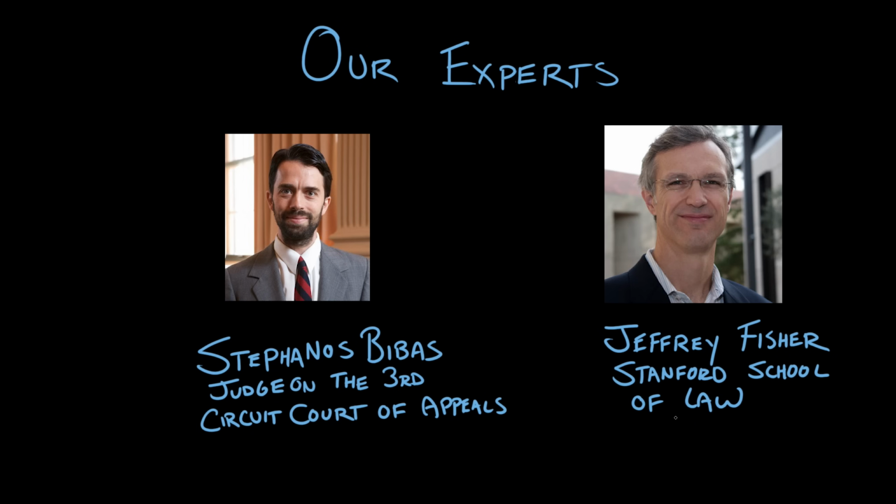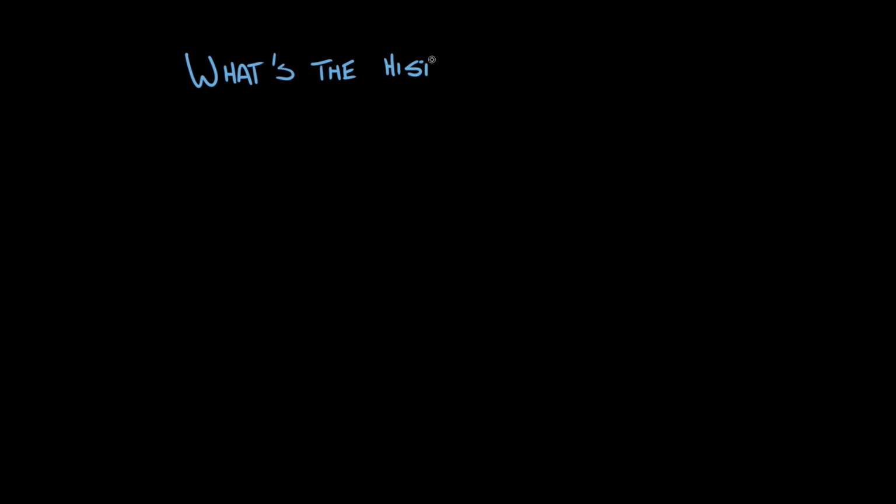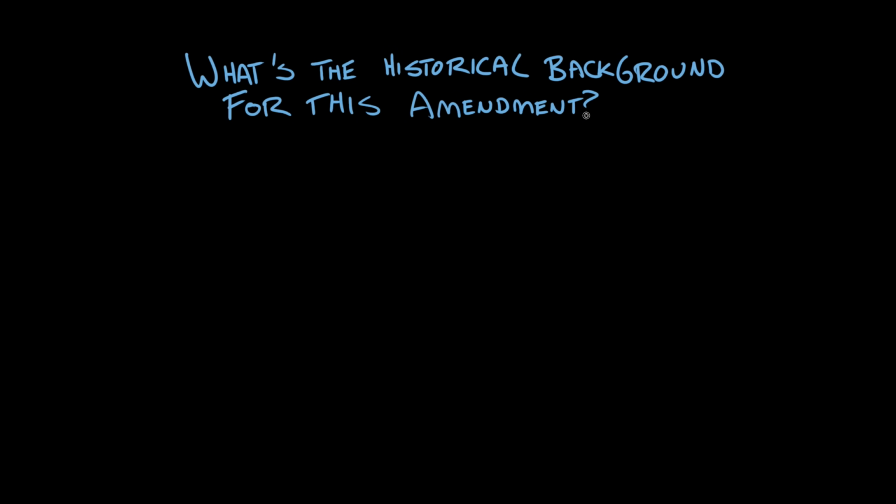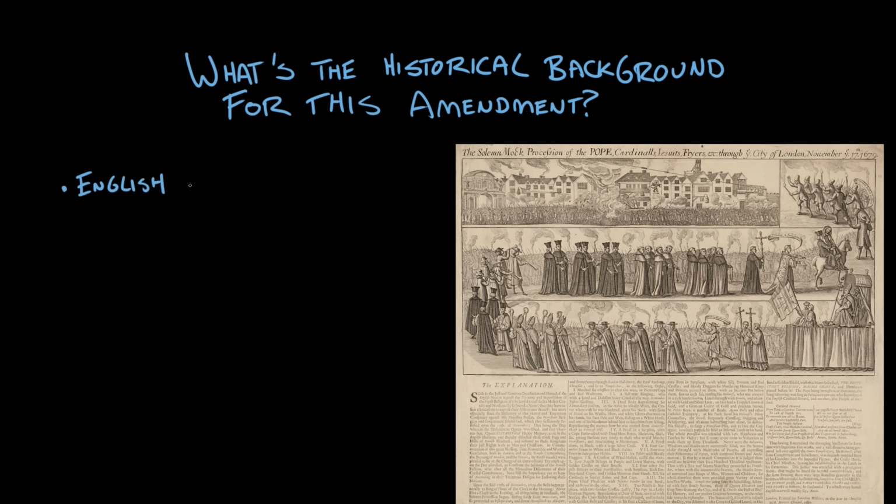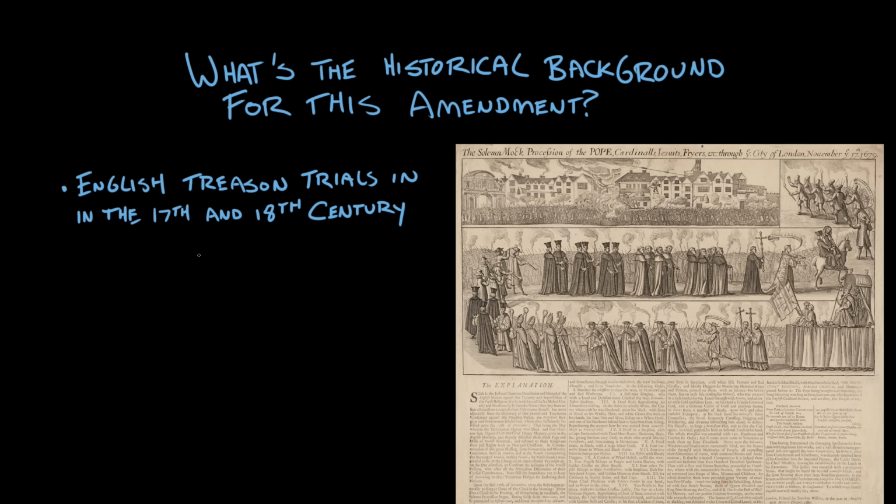So, Judge Bibas, in the case of the Bill of Rights, the framers were trying to prevent particular abuses of the government. So what was the historical background that led them to want to protect these rights in particular? In England in the late 17th and early 18th century, there was a series of treason trials, other political trials, and the king had done some things that bypassed the usual mode of trial in criminal cases.